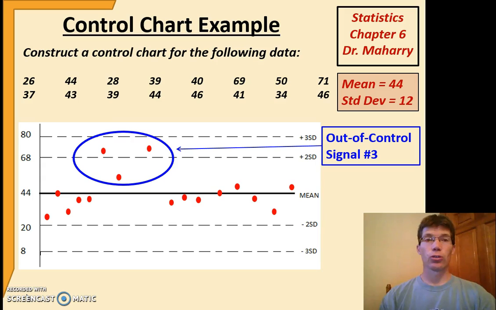And that's the idea of a control chart, is we plot our data over time from some process, and we're looking for indicators that might lead us to believe our process needs to be adjusted.